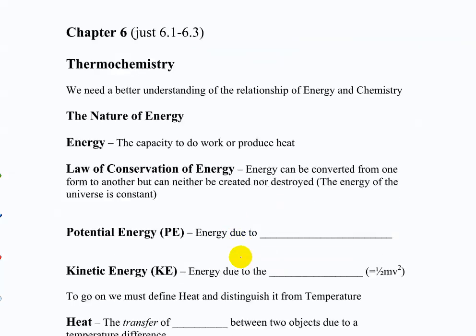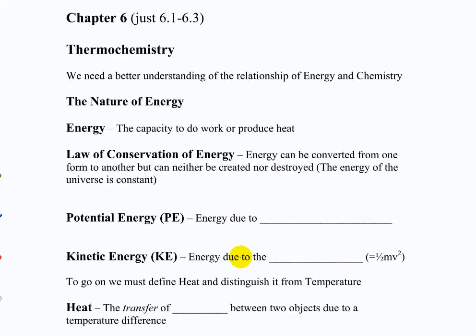So some of this you've probably heard already, but all of this really comes into these two definitions. Energy is defined as the capacity to do work or produce heat. So you can transfer energy by doing work on something, meaning I lift this up, I do work on it. Or I can transfer it in heat.